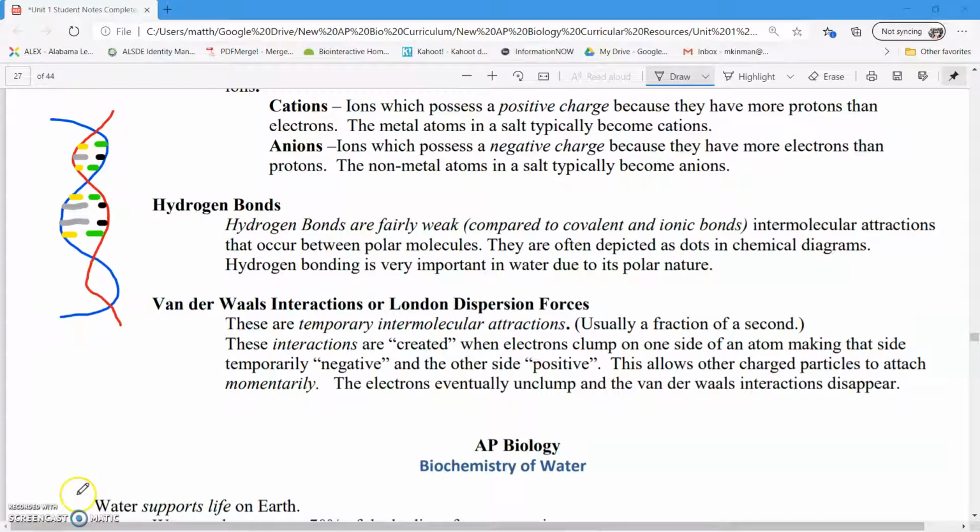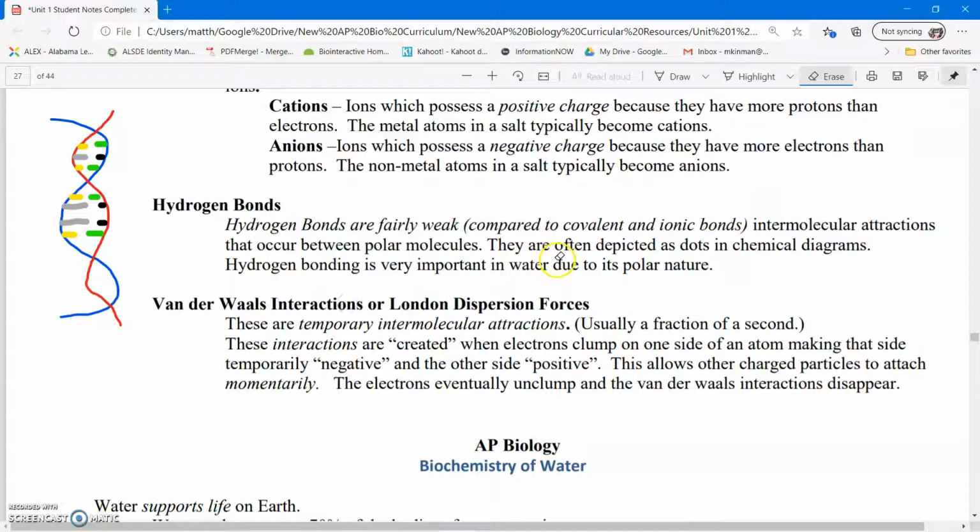Alright, so in this video I'm going to talk about the biochemistry of water, but first I need to finish what I was saying on the previous video, which was about hydrogen bonds. So hydrogen bonds are fairly weak compared to covalent and ionic bonds. These are intermolecular attractions. So intermolecular, think of in between molecules that occur between polar molecules.